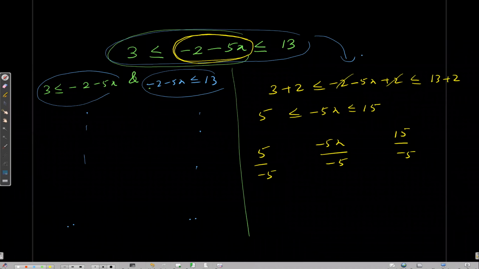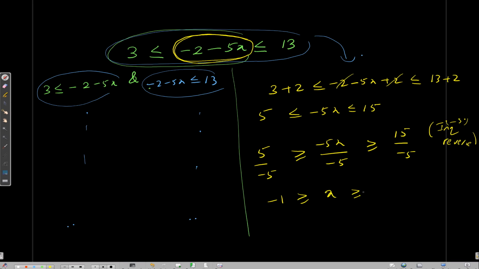Because you are dividing by negative 5, the inequality changes. So the inequality reverses because of negative 5. Now here negative 1, here x, here negative 3. So you have to be careful in an inequality like this. I'll address that in the next example.